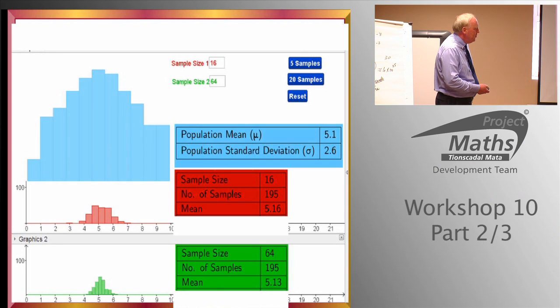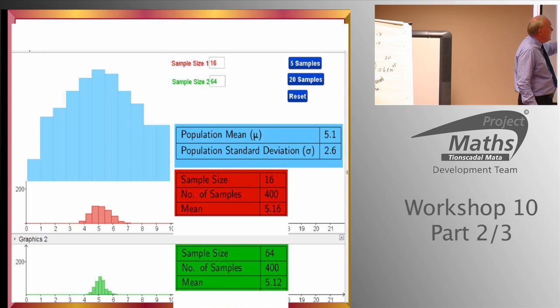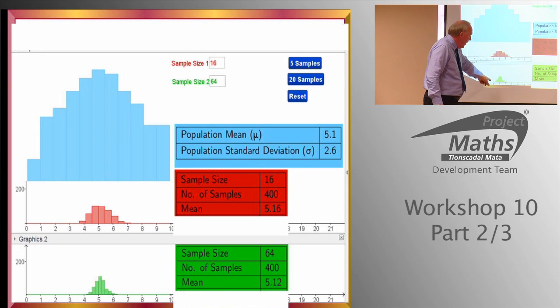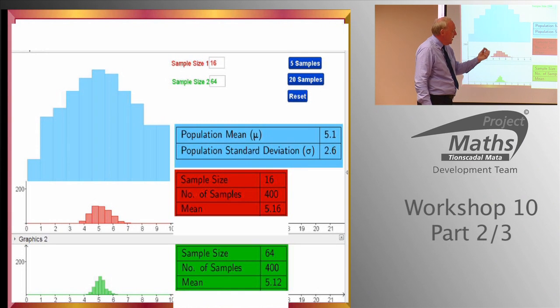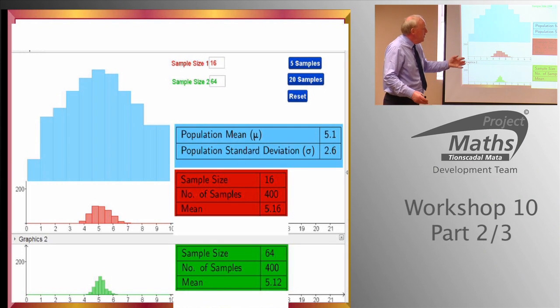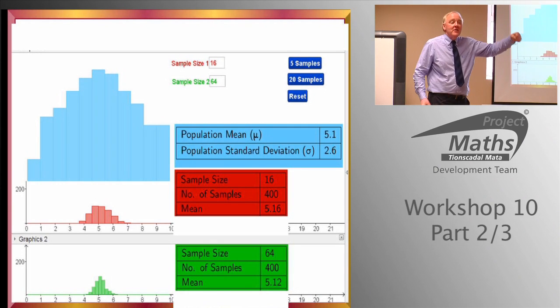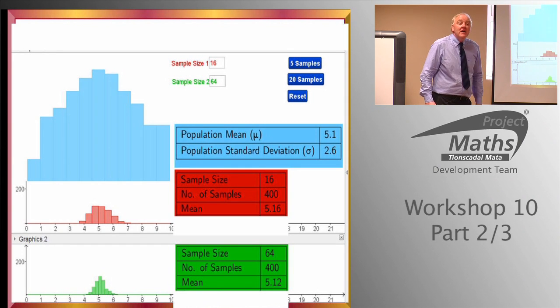Now we're going up to 200. Let's fast forward to 300 and 400. They're hanging around the same. So 5.16. I took 400 samples of size 16 and got their mean, and then got the mean of all of those, and I ended up getting 5.16. I took 400 samples of size 64, got the mean of each individual one, and then got the mean of all of those, and I got 5.12. It didn't make an awful difference that I had a much bigger sample size. So the sample size has no effect on the estimate for the mean.